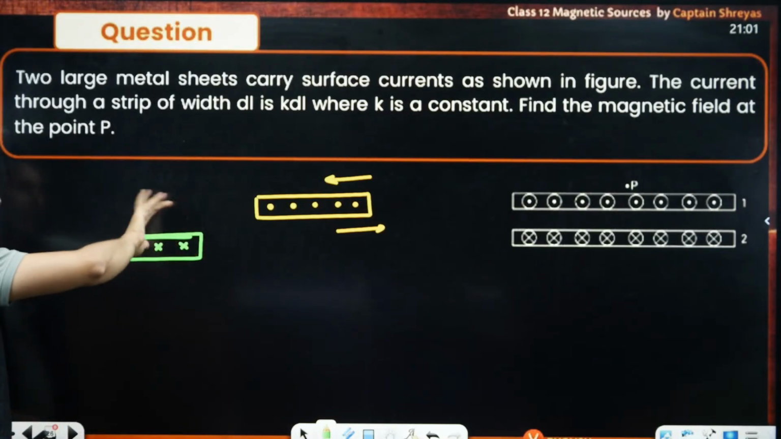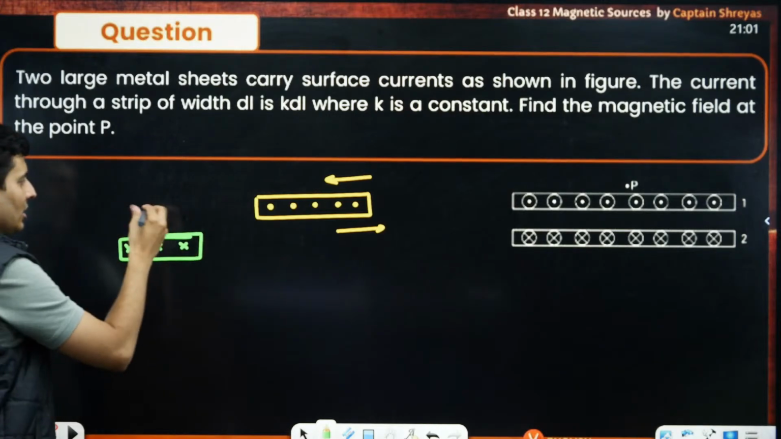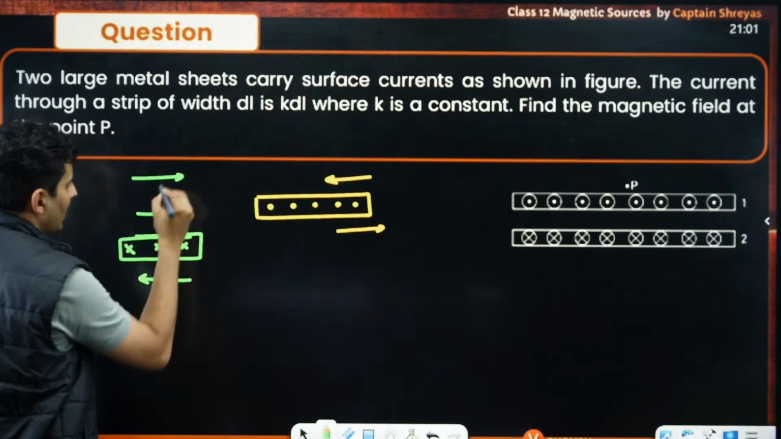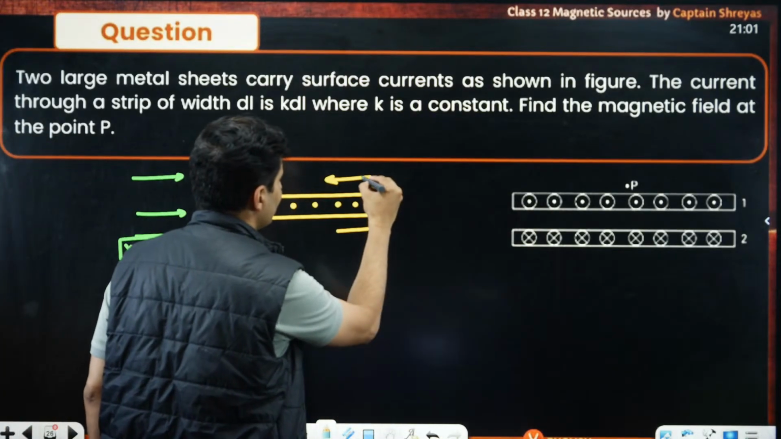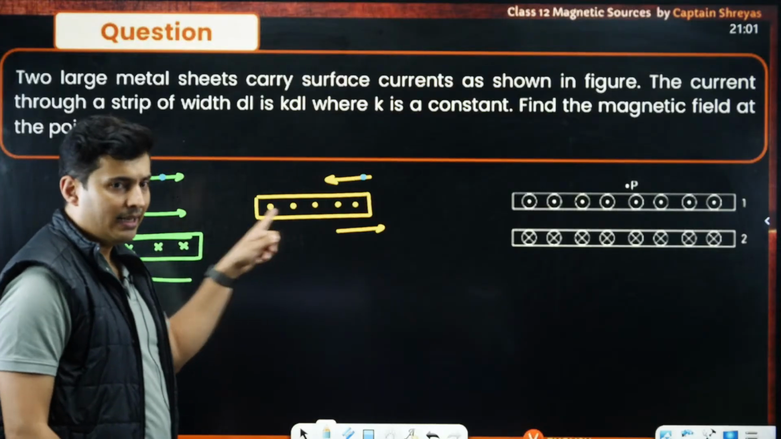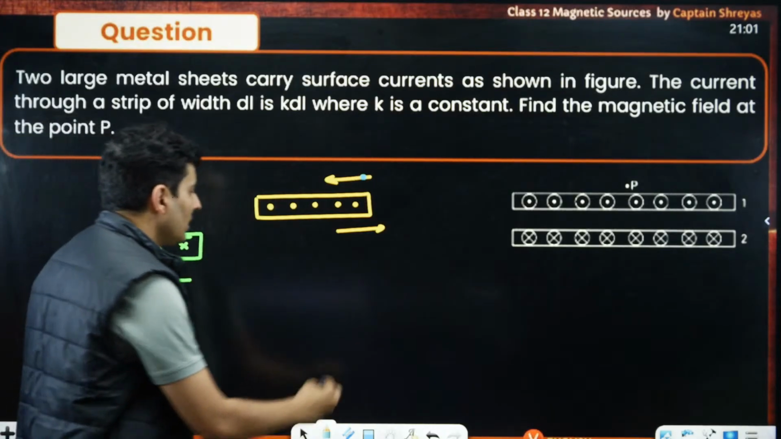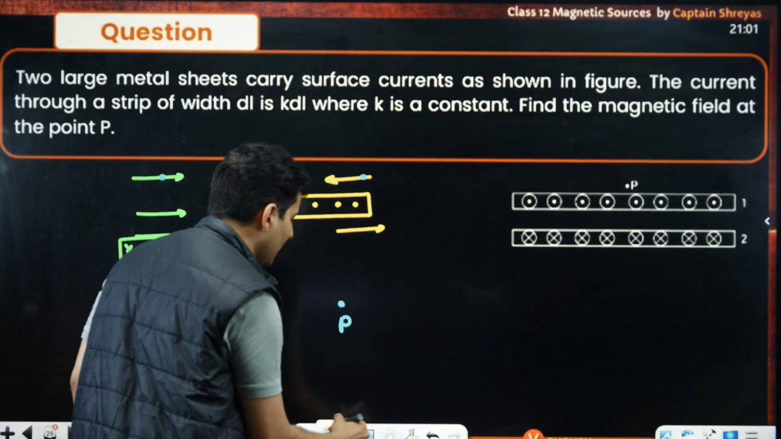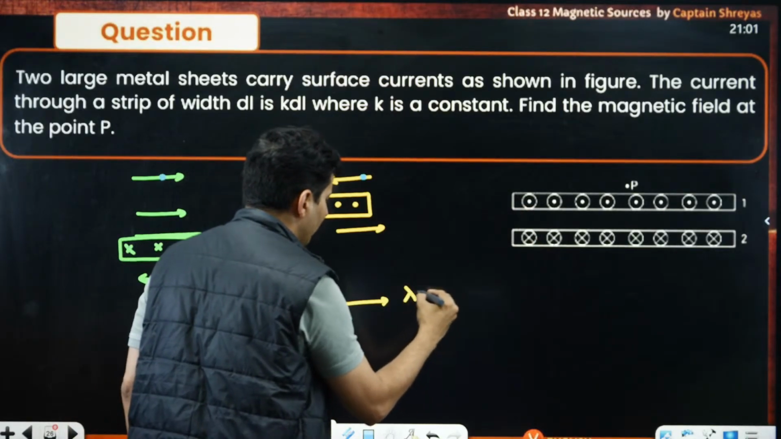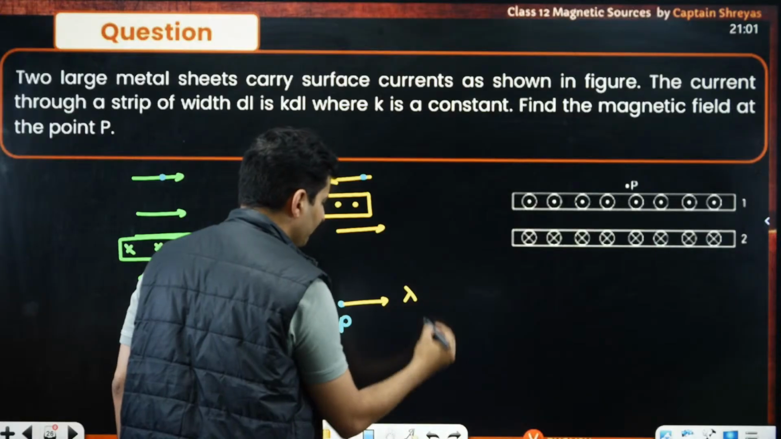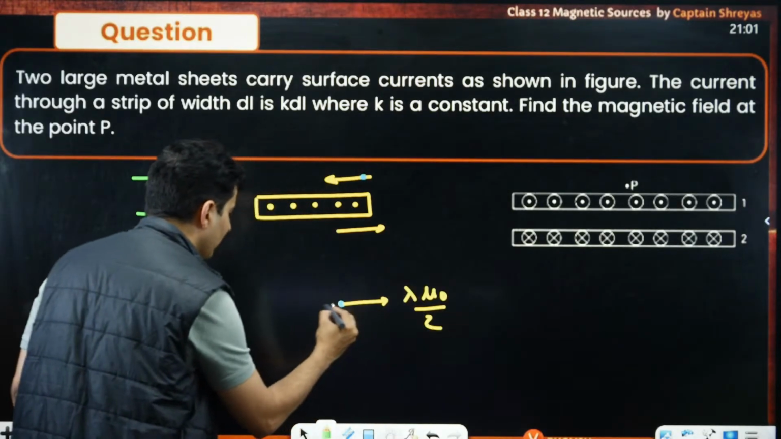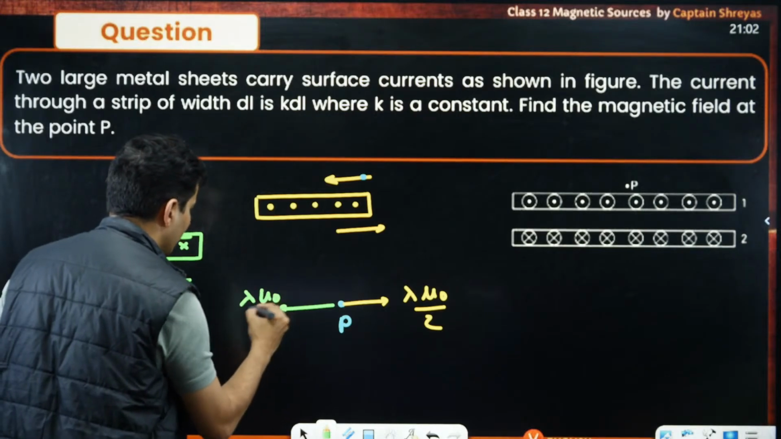So as you can see, the fingers are curling like this. So my magnetic field will go like that and like this. If you consider our point P, due to this sheet the field is on this side, and due to this sheet it is on this side. For that particular point P, the upper sheet is giving a field of the same value, lambda mu naught by 2, and the lower sheet is also giving lambda mu naught by 2.